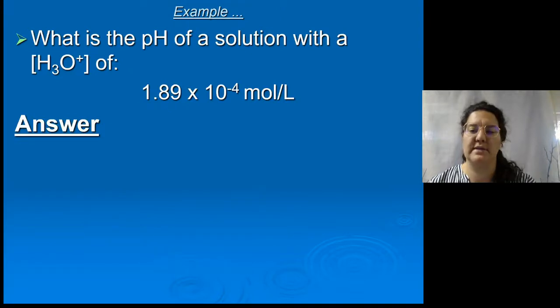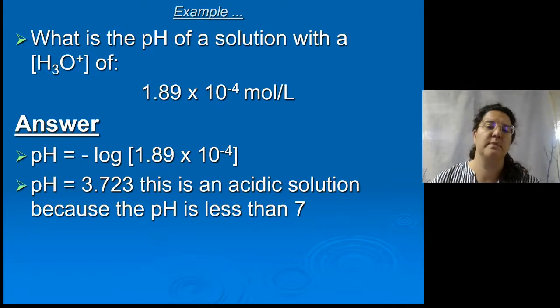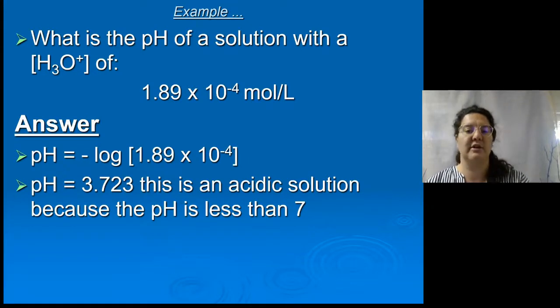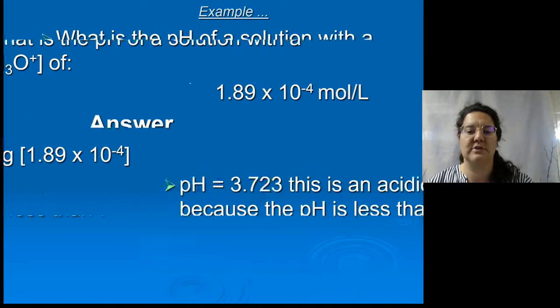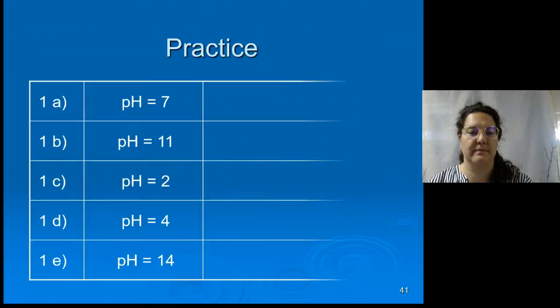But these ones are very easy to calculate. Again, if we are given our hydronium ion concentration, we take our equation, pH equals negative log of the hydronium ion concentration. So this is negative log (1.89 times 10 to the negative 4), and we get a pH of 3.723, because again, the 3 significant digits in pH are only behind the decimal place. This is then going to be an acidic solution because the pH is less than 7.